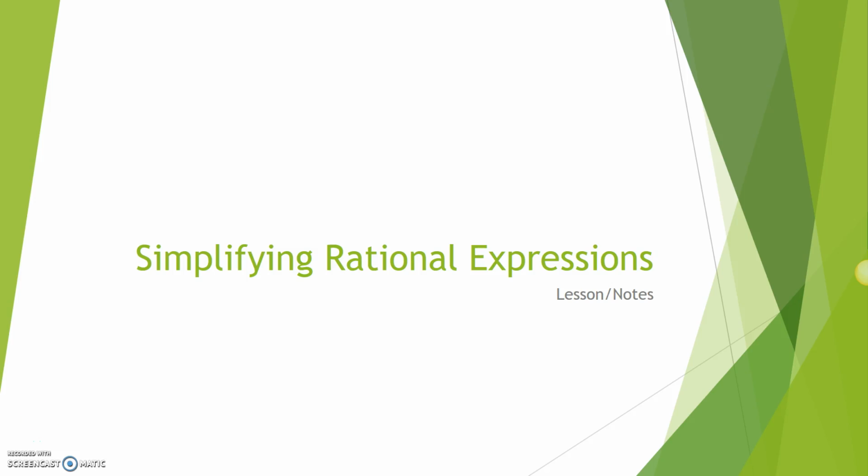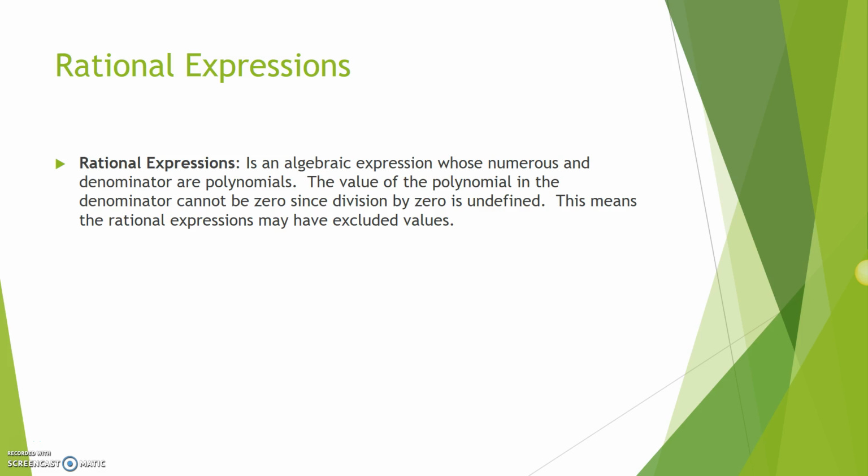This section is on simplifying rational expressions. A rational expression is an algebraic expression whose numerator and denominator are polynomials. The value of the polynomial in the denominator cannot be 0 since division by 0 is undefined. This means rational expressions have excluded values.